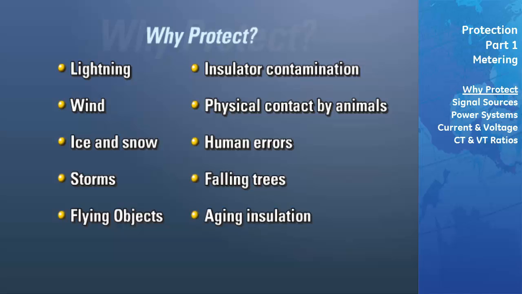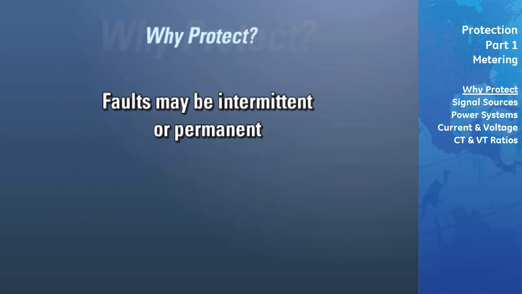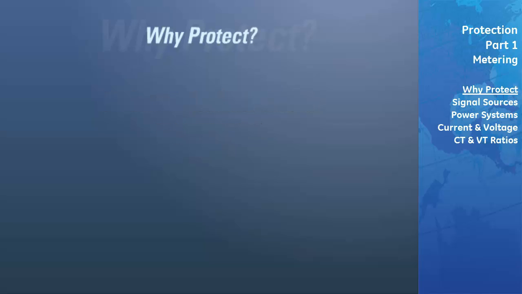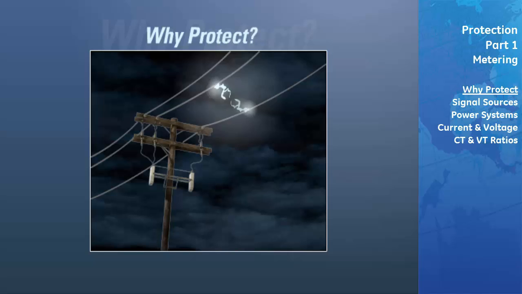The protective system must be able to sense faults and take appropriate action within a time frame necessary to minimize damage. Faults may be intermittent or permanent in nature. Lightning striking a transmission line or strong winds causing two phases of a transmission line to touch are two examples of an intermittent fault. The resulting arc ionizes the air and turns it into a conductor. The arc is then maintained by the power in the line.